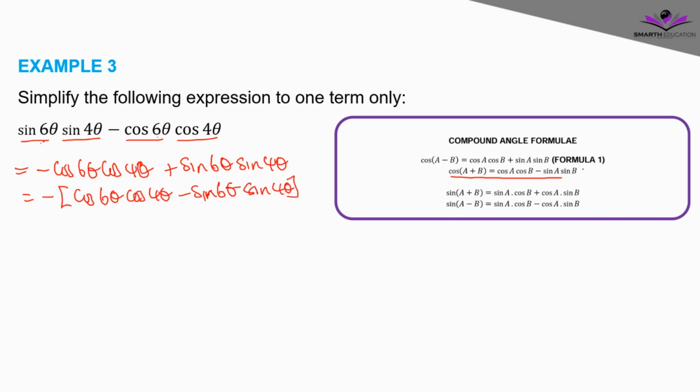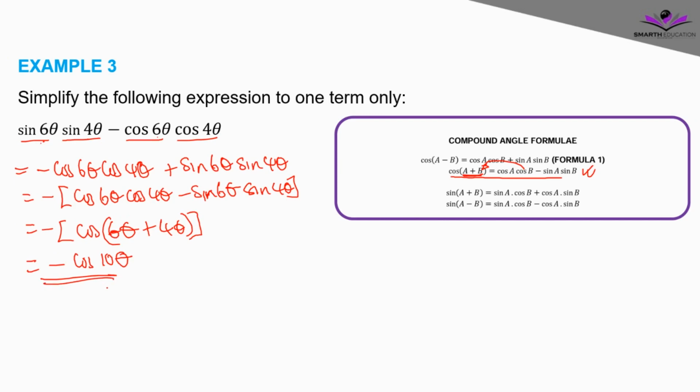Now we can use this one here. So it means we have to add 6θ plus 4θ. So this is negative cos(6θ + 4θ). It's like moving from this form to this form. And then what do we get? We get negative cos 10θ. That's the answer there.